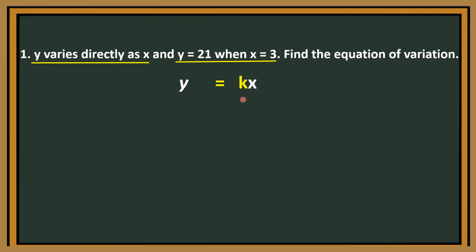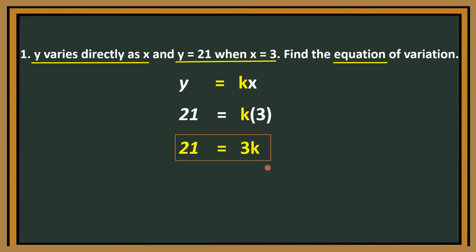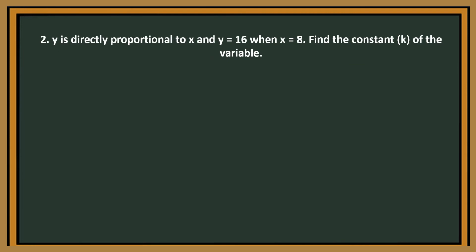Next, y is equal to 21 when x is equal to 3. By substitution, we're going to substitute 21 for y and 3 for x. So that is 21 is equal to k times 3. Since we're going to find the equation of the variation, we're going to simplify this. So that is 21 is equal to 3k. That is the equation.